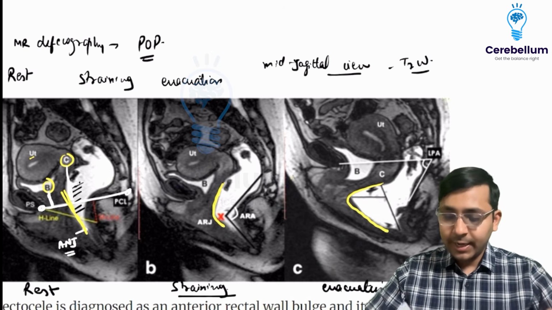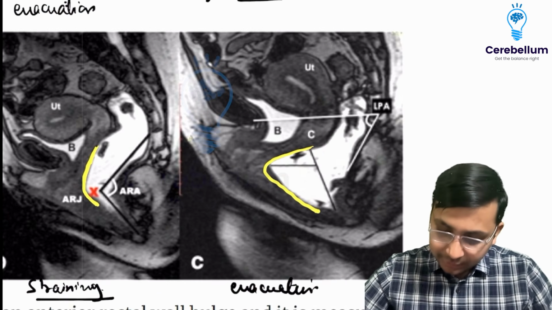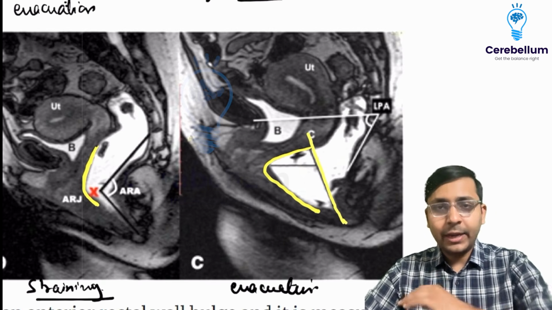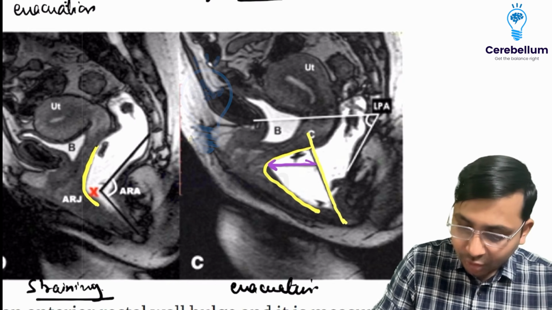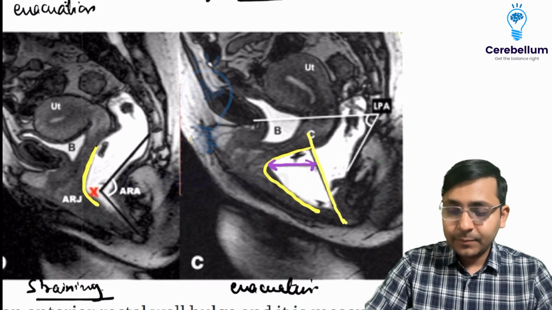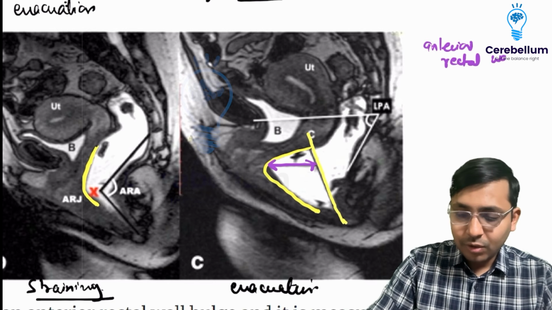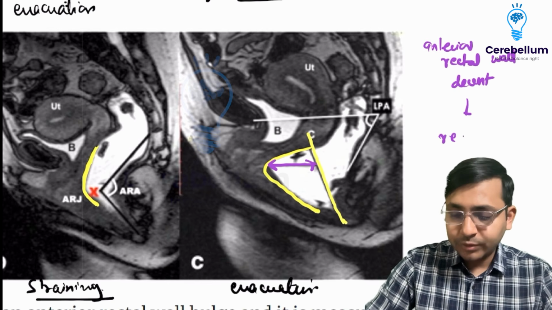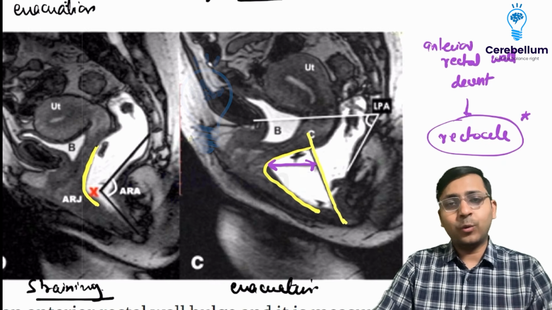And how do we measure it? We draw a line perpendicular to the anal canal. So if this is the anal canal, the anterior border of the anal canal, I draw a line perpendicularly up and then measure this anterior rectal wall descent. This anterior rectal wall descent tells me about rectocele, right?